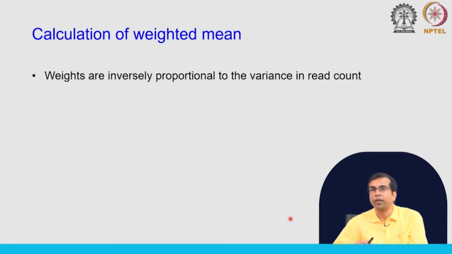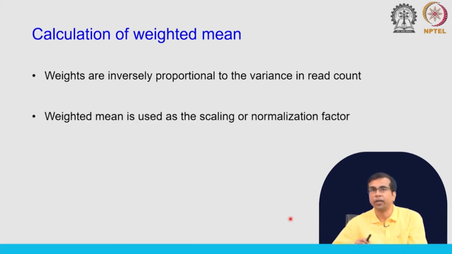So weights are usually inversely proportional to the variance in read count, okay, and this is to avoid genes that show a lot of fluctuation between samples, even after filtering, right, from biasing the mean too much, okay. So that's why the weights are inversely proportional to the variance in read count. And again, the idea behind this is that genes that show constant expression across samples, right, should have the highest weight, okay.